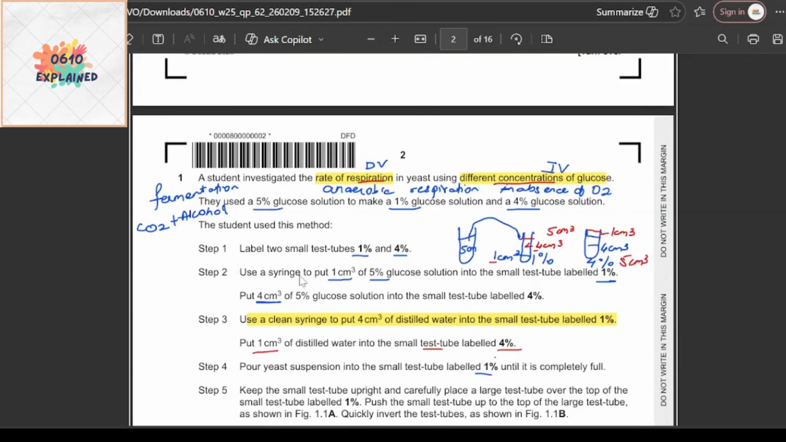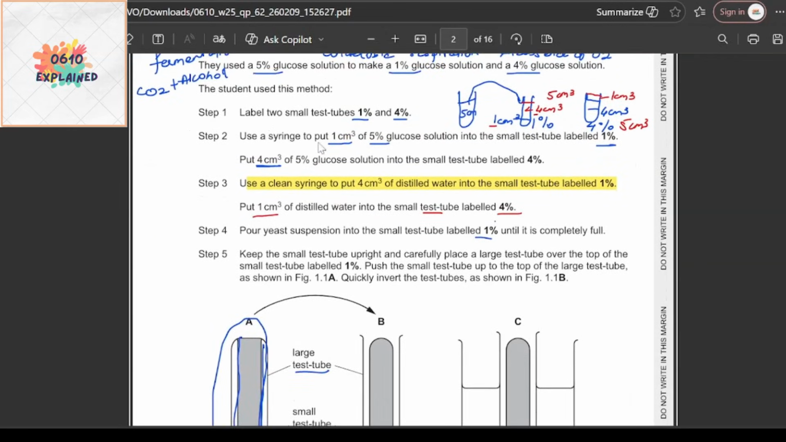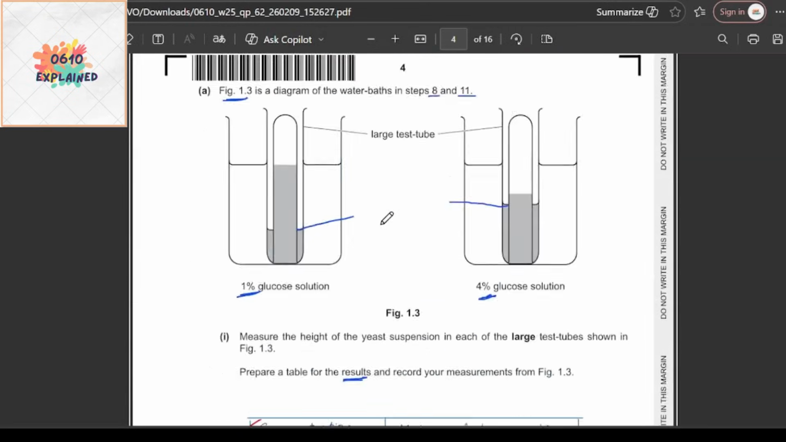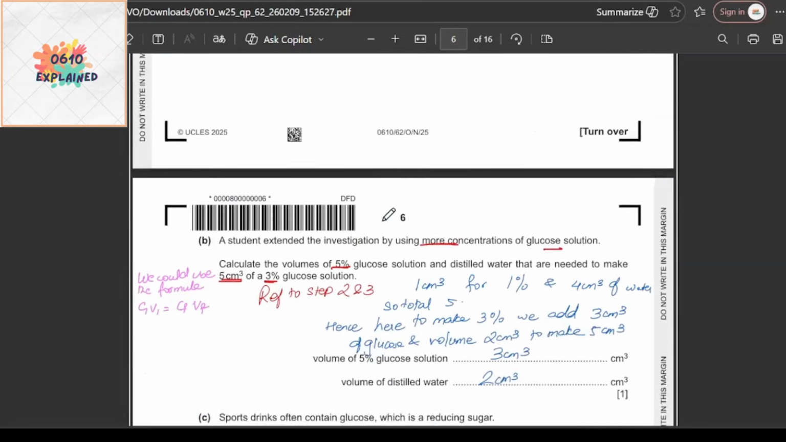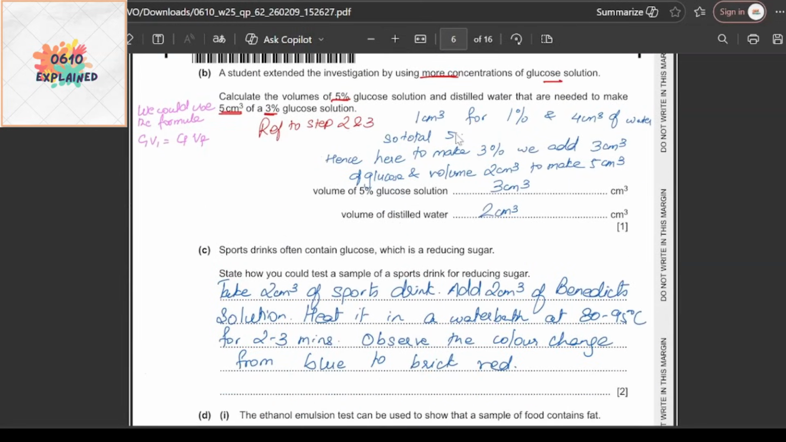Okay, so in step 2, it's mentioning to use a syringe to put 1 cm³ into the tube labeled 1% and 4 cm³ into the tube labeled 4%. Okay, total volume would be 5 cm³. That is what we did by adding water. So coming back to my calculation, 1 cm³ for 1% and 4 cm³ of water was added to make 5. So here, if we have to make 3%, we add 3 cm³ of glucose and the remaining 2 cm³ of water to make it 5 cm³.